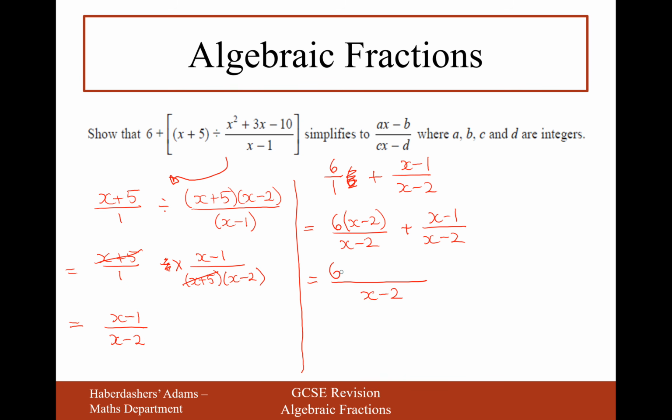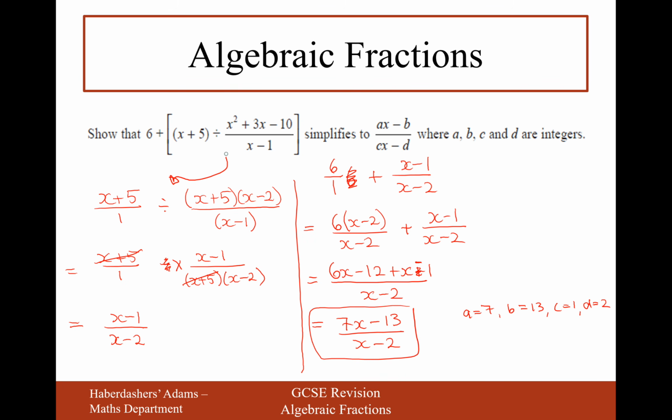And expand the bracket, 6x minus 12 plus x, sorry, minus 1, and it's therefore going to be 7x minus 13 over x minus 2. And there we are, so A is 7, B is 13, C is 1, and D is 2. So there we are, that's our final answer for this one here.